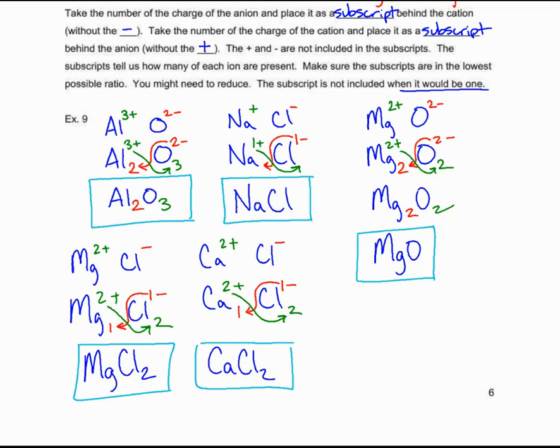Okay, so we can fit one more in here. Let's talk about aluminum and nitrogen. So aluminum is in group 13. 13 minus 10 says 3 valence electrons. It's going to lose them and form a +3 charge. Nitrogen's in group 15. 5 valence electrons. It's going to gain 3 and form a 3 minus charge.